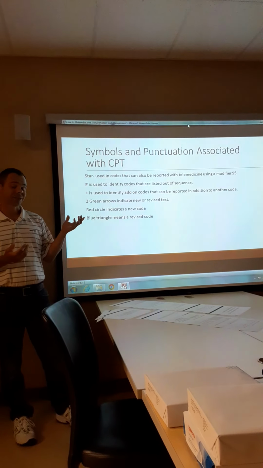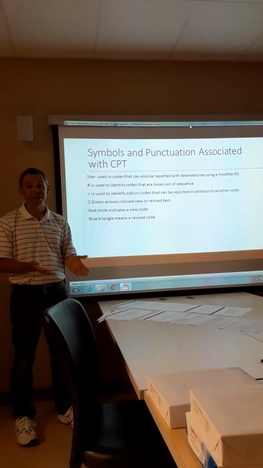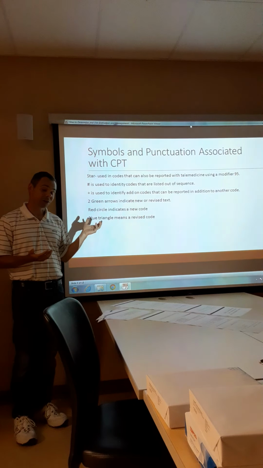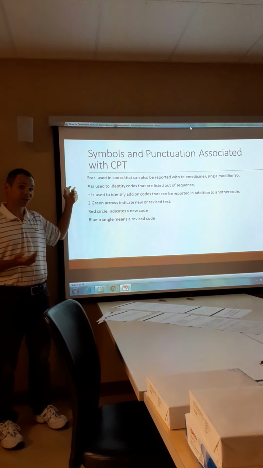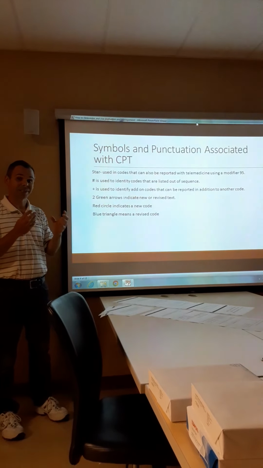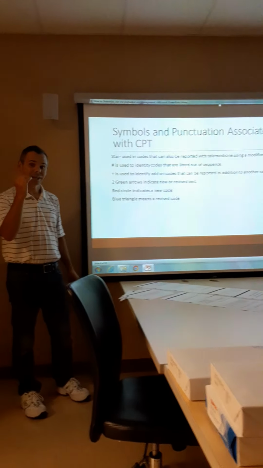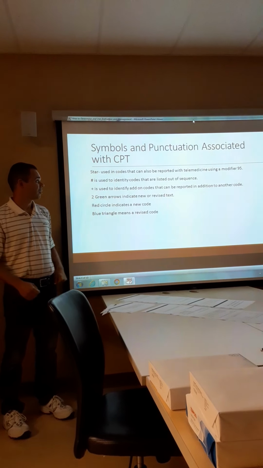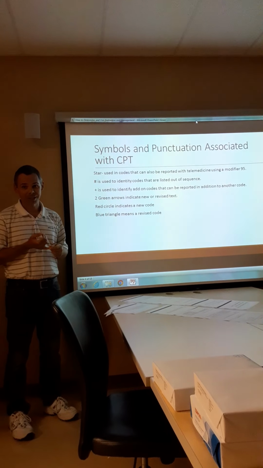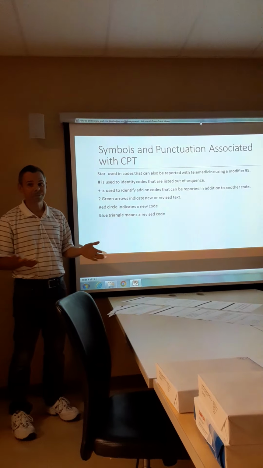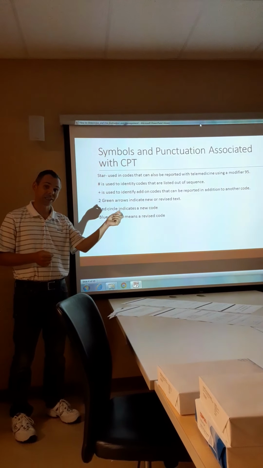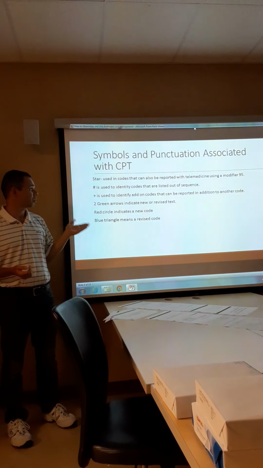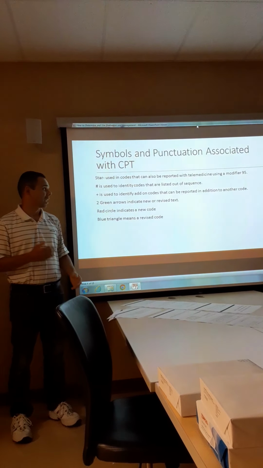So the symbols and punctuations that you'll see if you read through the evaluation and management section of the CPT handbook. There's going to be about 6 different symbols, and I wanted to go over what each one means. STAR is used in codes that can be used for telemedicine, if you add the modifier 95, that dash 95 at the end of it. The pound sign is used to identify codes that are listed out of sequence. The American Medical Association makes a new CPT book every year, or revises it. And sometimes codes are deleted, some are added, and if it's out of sequence, that pound symbol is going to let you know. The plus symbol is used to identify codes that can be added on to another code.